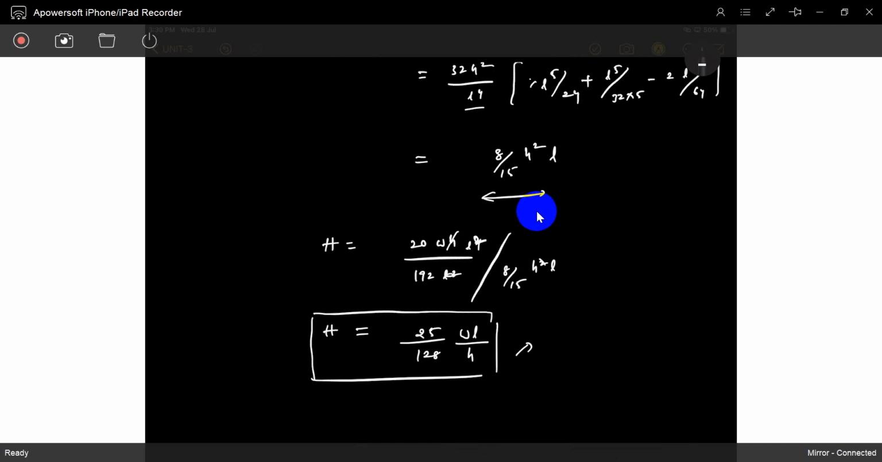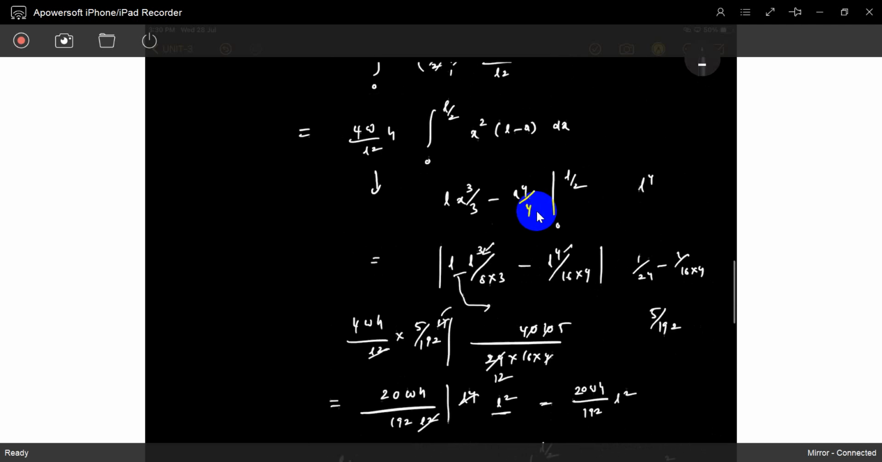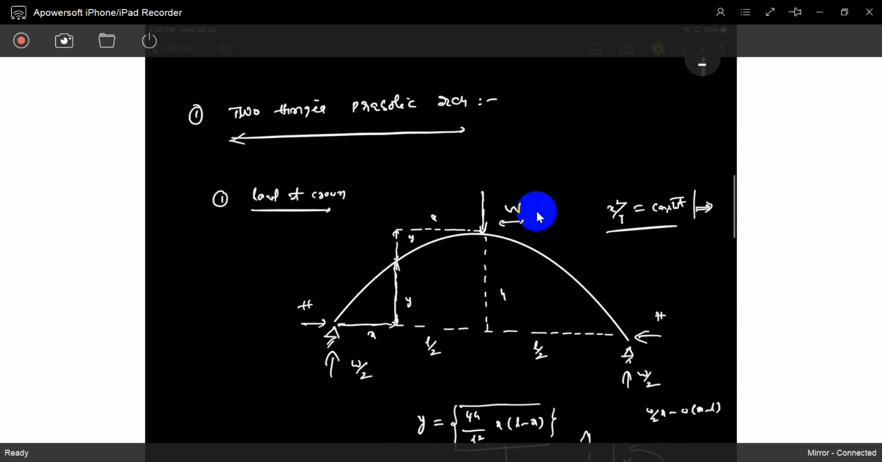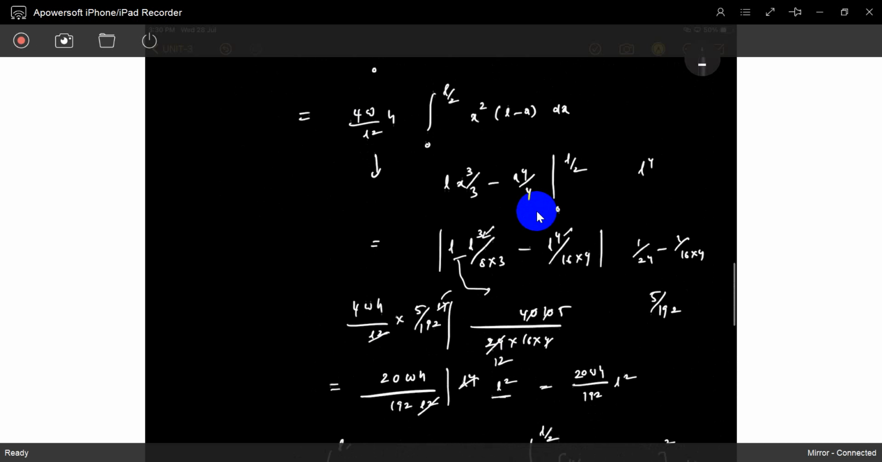Once you find out the H, then the remaining is easy. You can find out the bending moment at any section. You can find the bending moment, normal shear and radial shear, anything. Okay, that's the story of one thing.